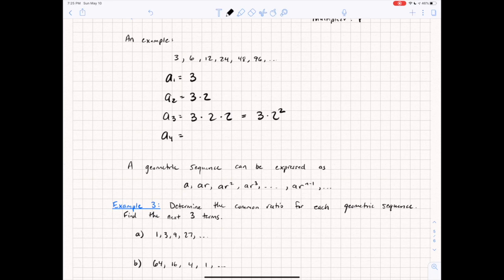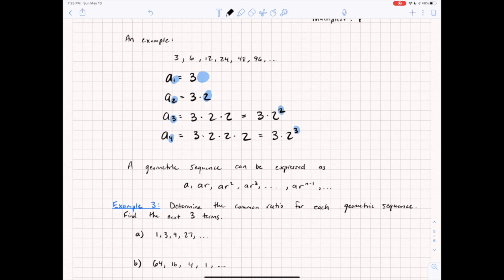The fourth term is 3 times 2 times 2 times 2, multiplying another 2 on there, which would be 3 times 2 to the third. So like before, you can kind of see the counting: if my index is 4, I'm actually only multiplying by 2 three times. If my index is 3, 2 times; 2, 1 time; 1, 0 times, right? I'm not multiplying by 2 at all.